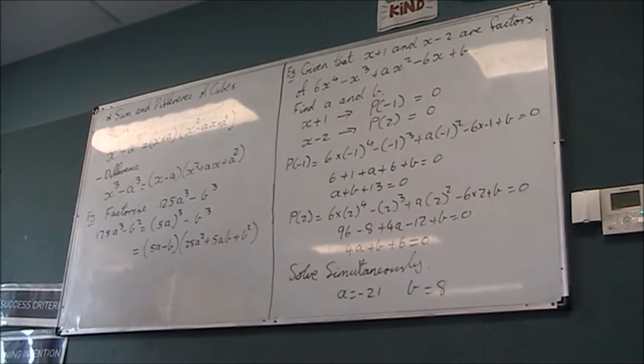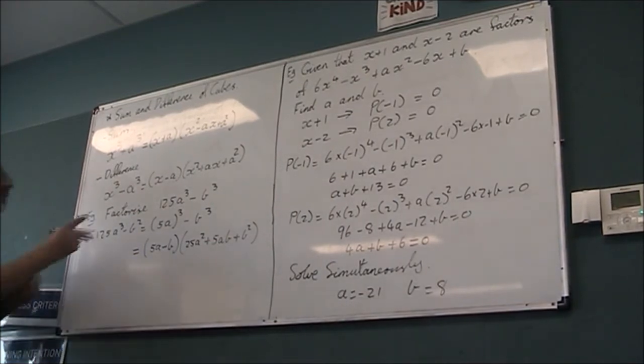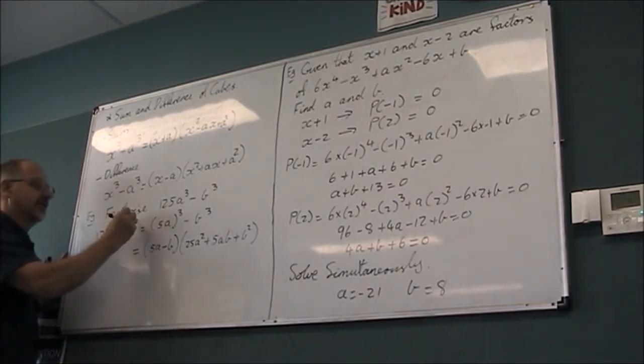That is it. Yes, Sarah. You said factorise 125, and then up the top it says b cubed, and then on the second row it's b squared. Oh, so I've written that incorrectly then, haven't I?